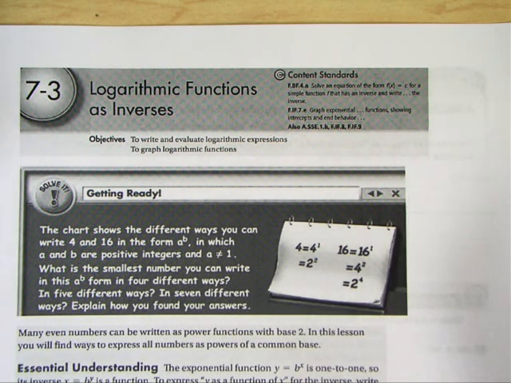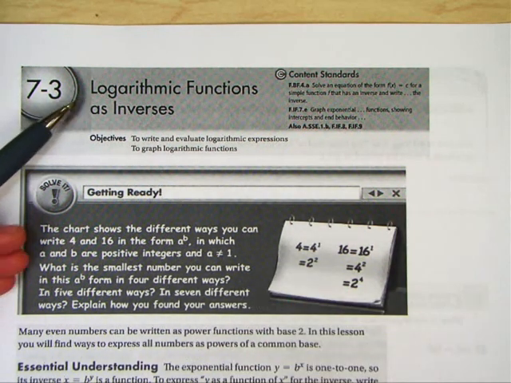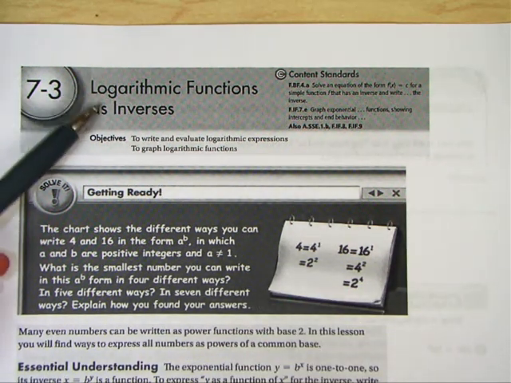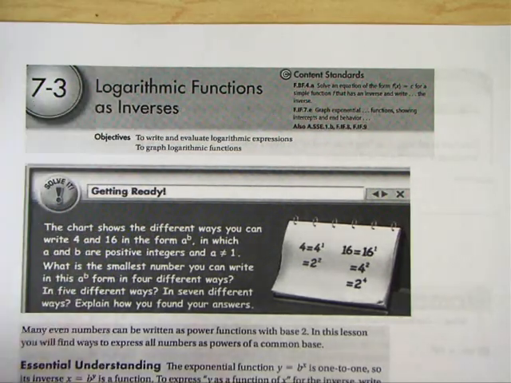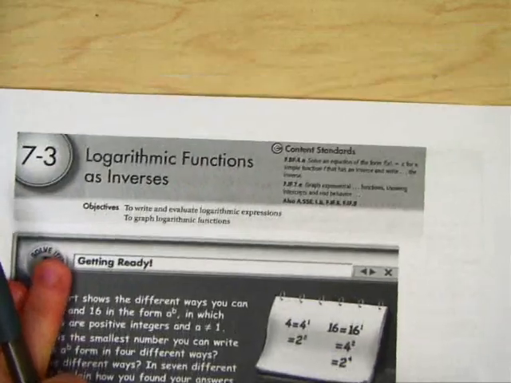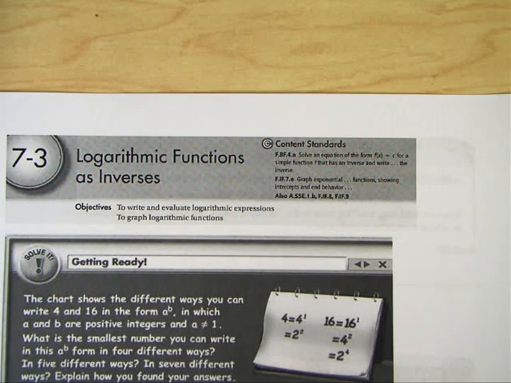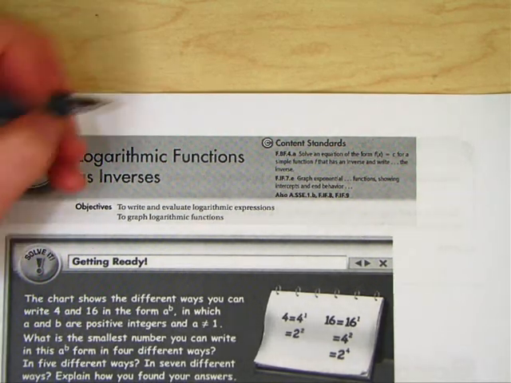We're going to continue our study on exponential functions, and when we come to 7.3, we're going to see the title has nothing to do with an exponent. It says logarithmic functions as inverses. But since chapter 7 is about exponents, we have to talk about logarithms, okay?